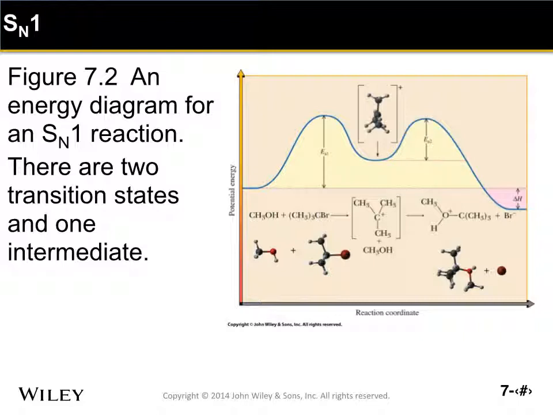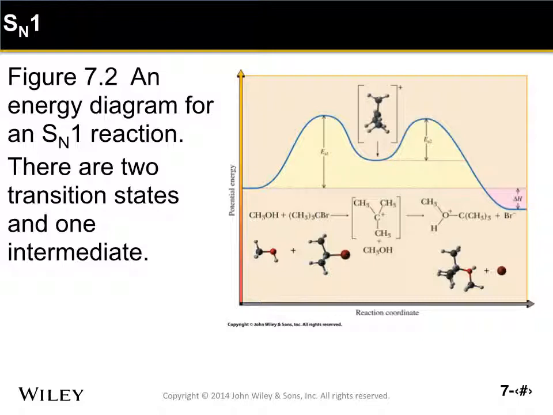And then after it loses the bromide, after it becomes the carbocation, then it reacts with the methanol, so we make a new oxygen-carbon bond. You should think about that transition state as well. I want you to be able to draw these based on what you know about the starting materials and what you know about the intermediates. So I want you to be able to draw these, and you should think about that before we get to class on Tuesday.